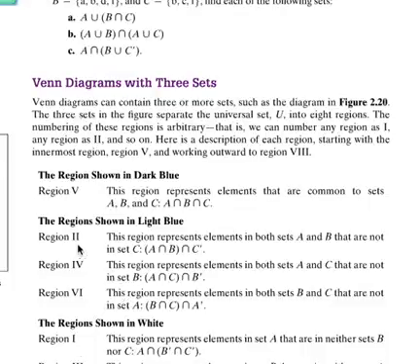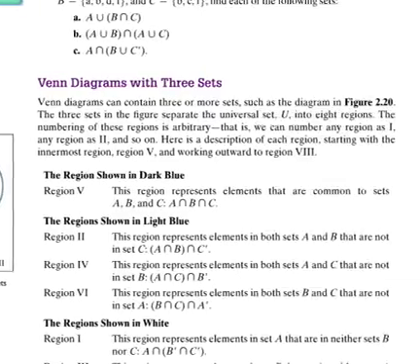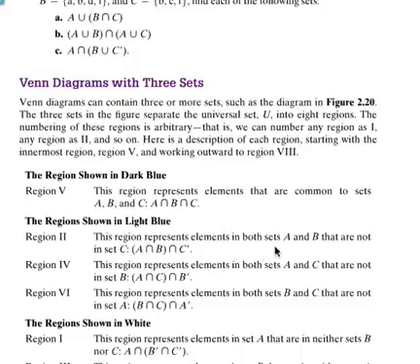Let's look at region 2. Now remember region 2 is this region right here. So it's everybody that's in A and B, but not in C. So region 2 represents elements both in set A and B that are not in C. Now one way to explain this is A intersect B intersect not C. You could think of that as doing away with C. Maybe that makes sense.